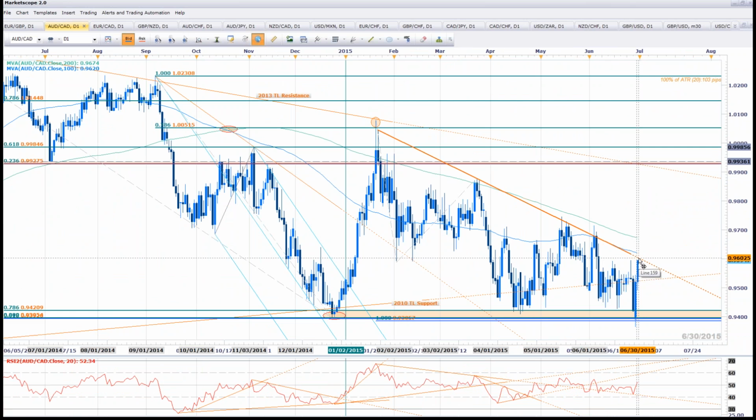I'm not quite certain why that's drawn like that. There we go. And that goes right into the 100-day moving average just above. So basically looking at 96.40, excuse me, 96.20, this region right here.